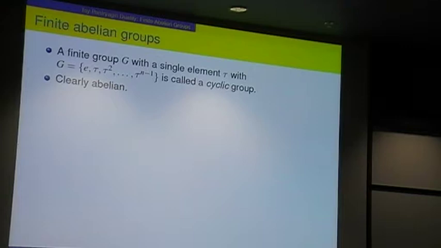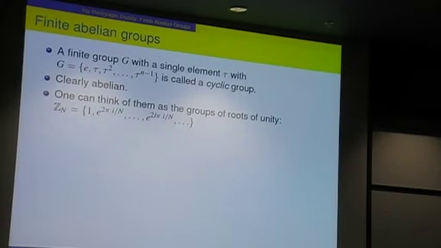And one typically thinks of them as groups of roots of unity. So you take the nth root of one, and this gives you a certain complex number. And if you look at the powers of the complex numbers, you will trace out a regular polygon inscribed in the unit circle.